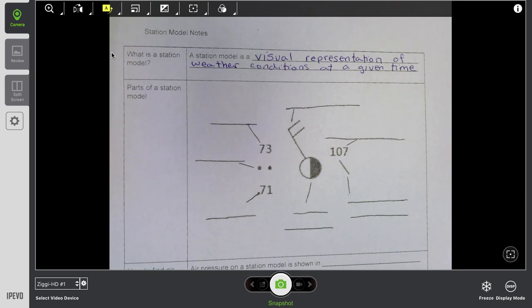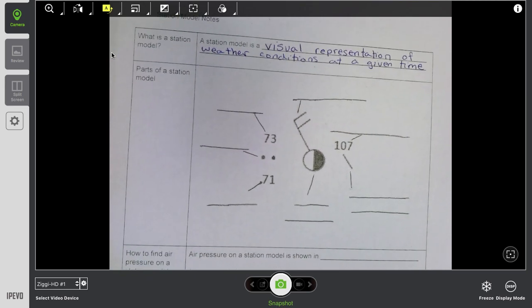They usually make station models for places like airports because it's important to know what the weather is at an airport, and it's going to constantly be changing. And the idea is that you look at the older station models to predict what the next station model is going to look like. So a station model basically looks like this.